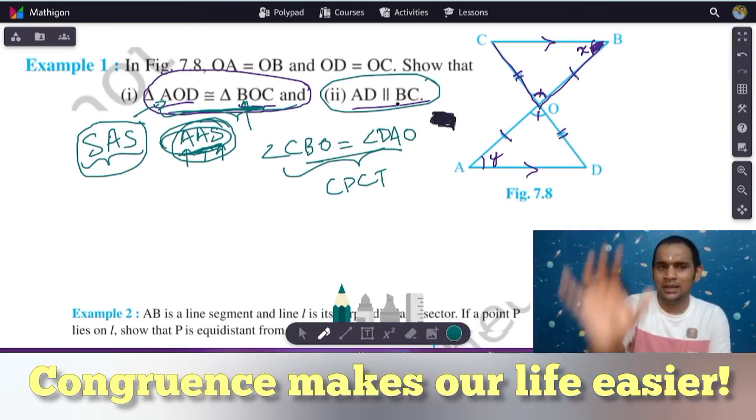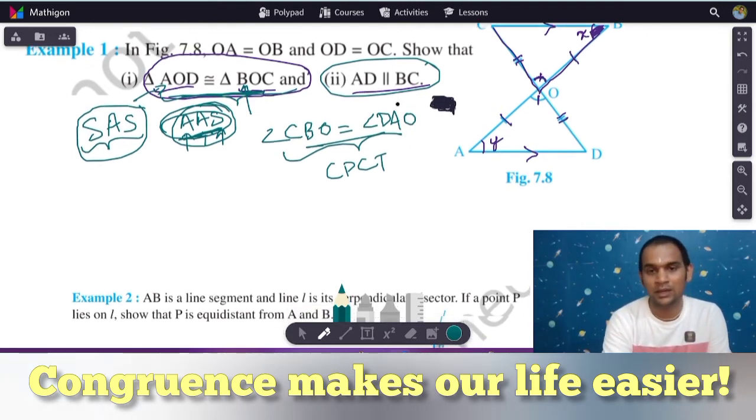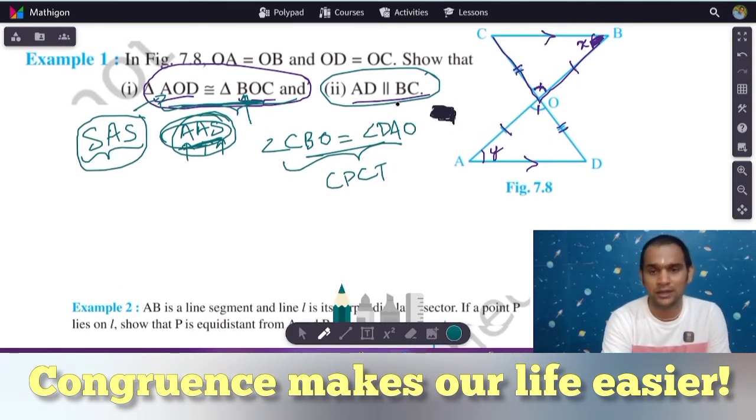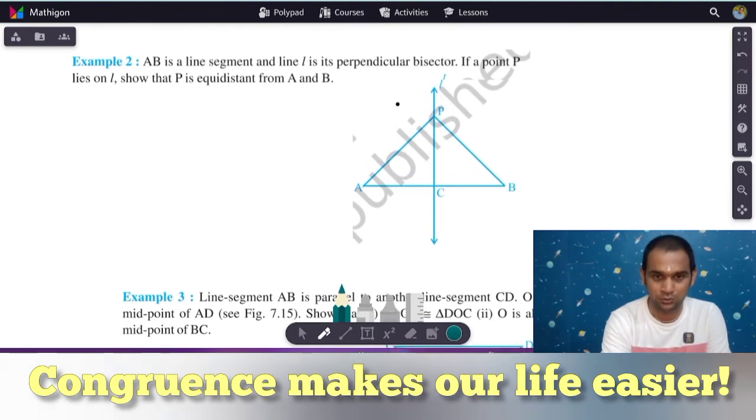Now I'm not writing the complete answer for this because this is example 1. When you open your book, the same answer is written exactly. Once we discuss the exercise problem, we will discuss the answers as well in detail for a few questions. I hope this is clear. Let us move to example number 2.